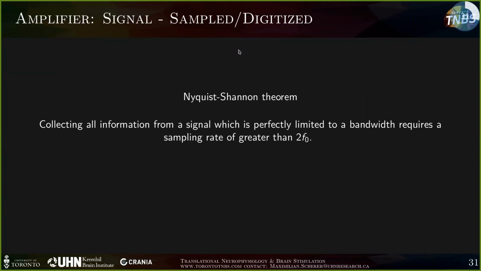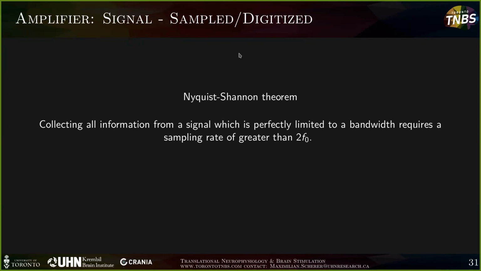And that's basically where the first kind of roadblock would hit us, in the form of the Nyquist-Shannon theorem. That basically says that if you want to collect all information that's in a signal, and the bandwidth of that signal is limited to a certain frequency f, you have to sample at more than twice that frequency f.